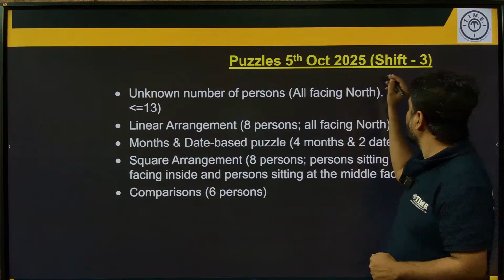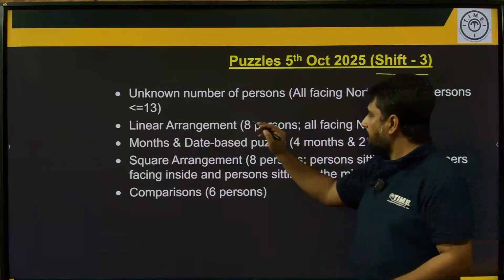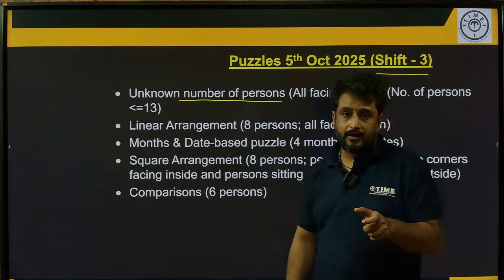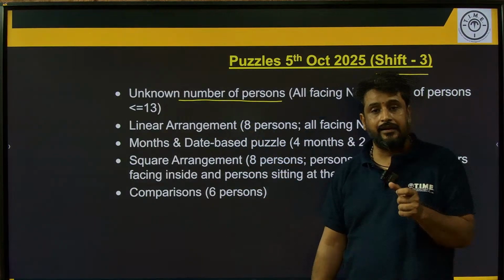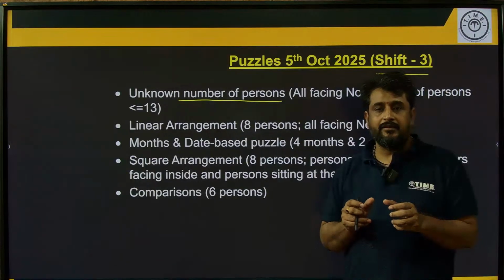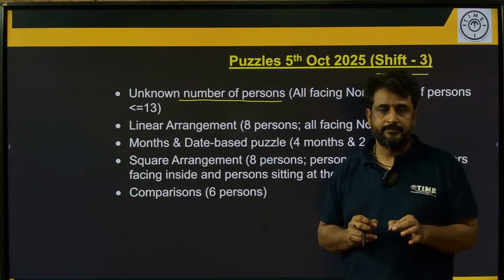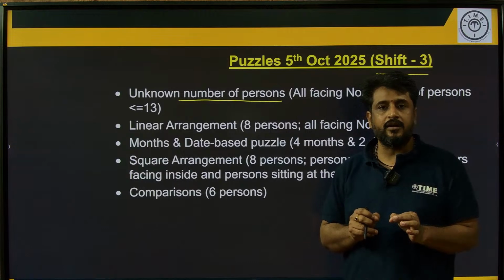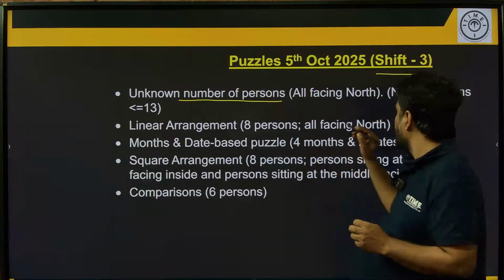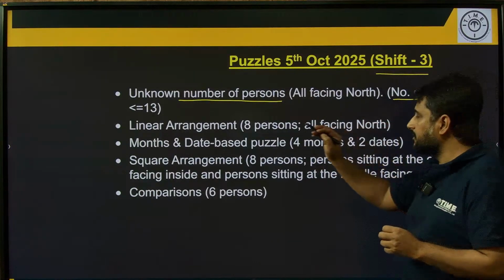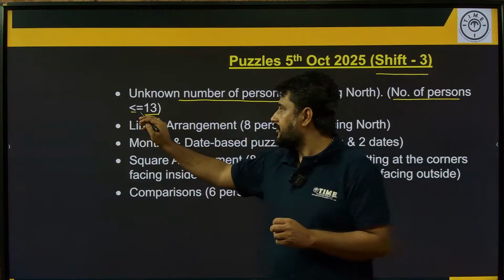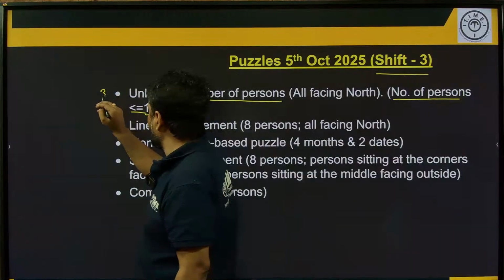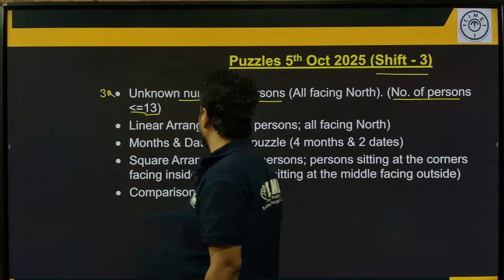let us come to the 5th October, shift 3. Here, the number of persons was not given, but they have mentioned a clue clearly in the data itself that the number of persons sitting in the row is not more than 13. It means the maximum number of persons will be 13, or it could be less than 13 also. Okay, and 3 questions were given from this area.